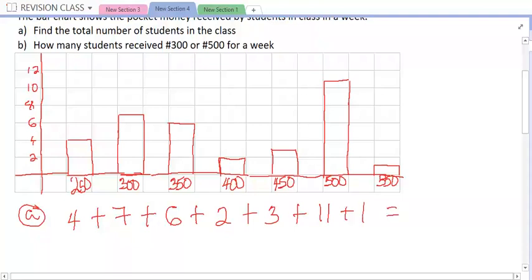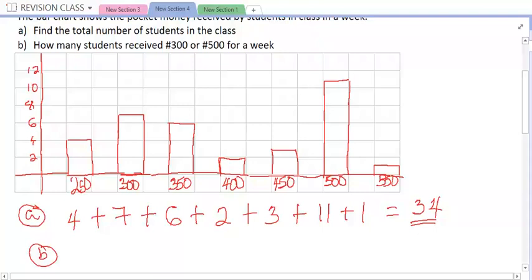4 plus 7, 11. 11 plus 6, 17. 17 plus 2, 19. 19 plus 3, 22. 22 plus 11, 33. 33 plus 1, 34. So in that class, there are 34 students. Question B now tells us, how many students received 300 or 500?